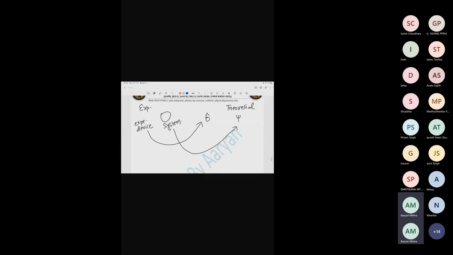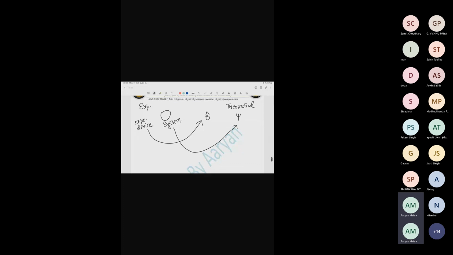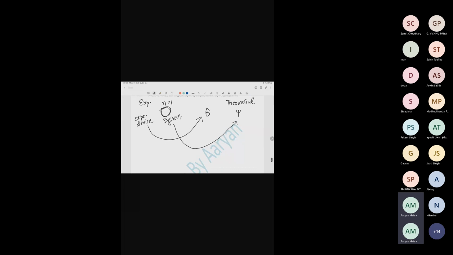Okay, so the experimental device has been converted into O cap, which is called an operator, and the system has been converted into your state phi. Because it's very simple. If it is a hydrogen atom in n equals 1, you don't know it is in n equals 1, but you measure its energy, and it will come out to be minus 13.6 electron volts. So in short, you measured the energy of this state. So the system converts into a state in theoretical physics.